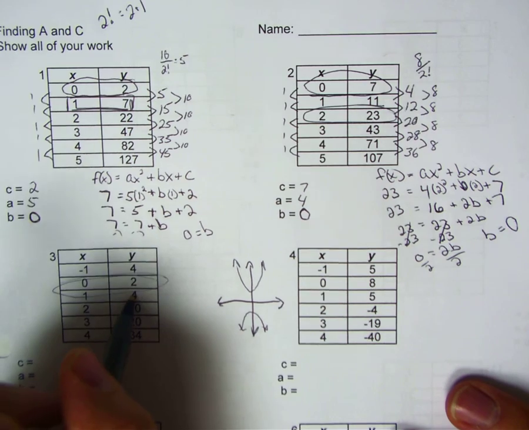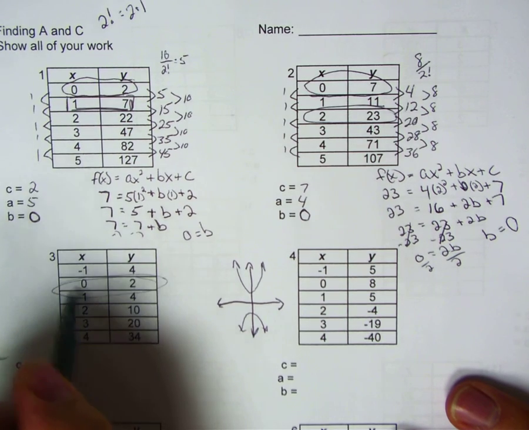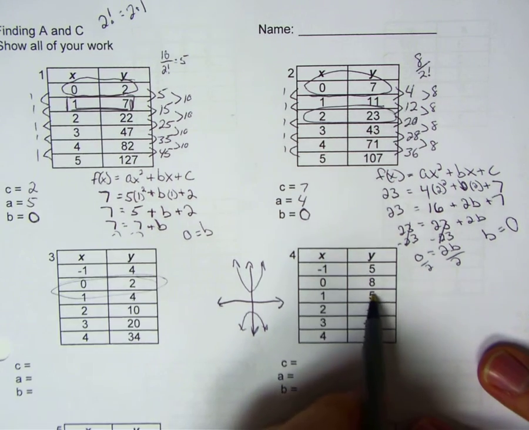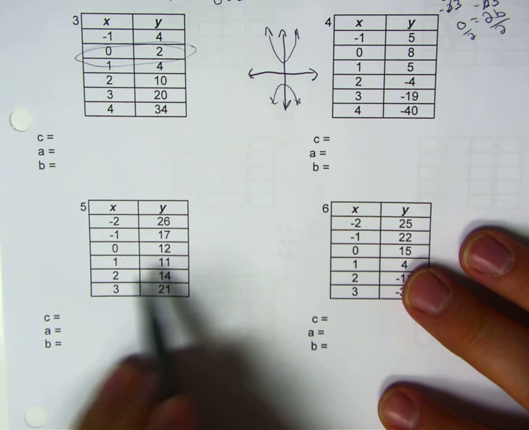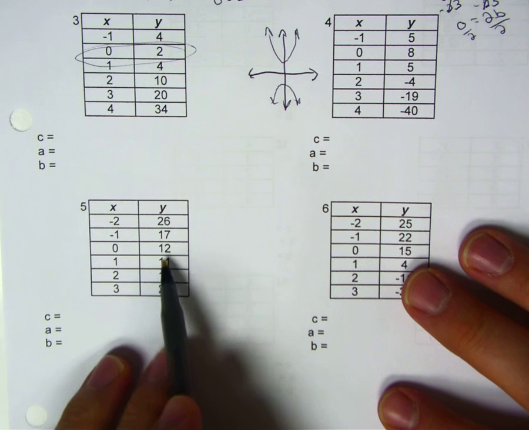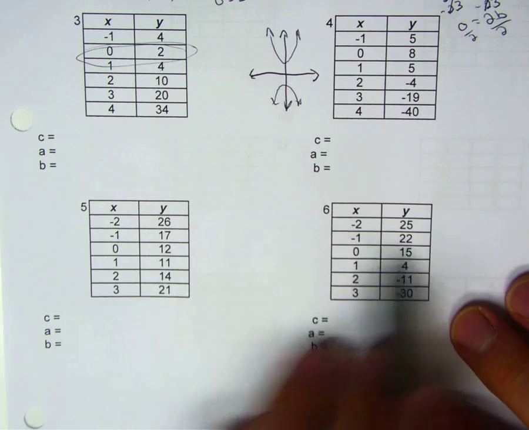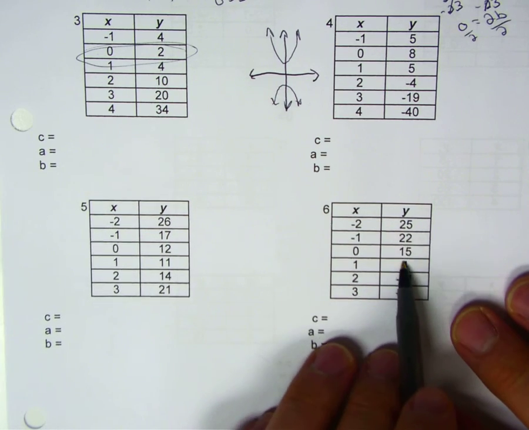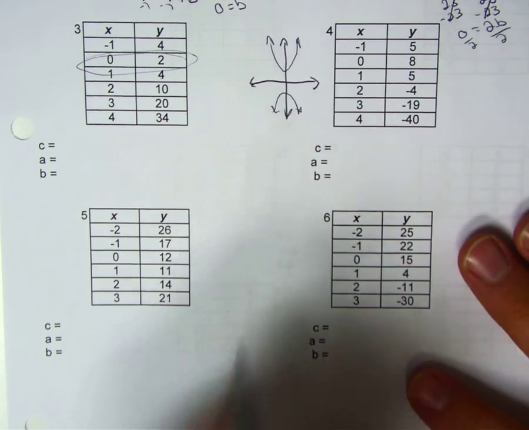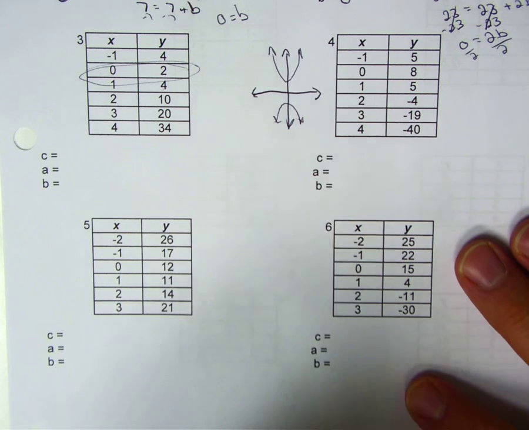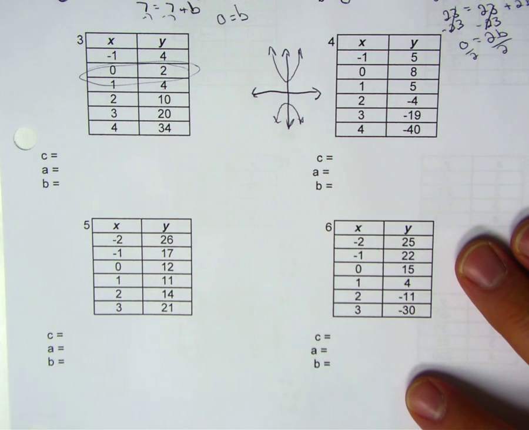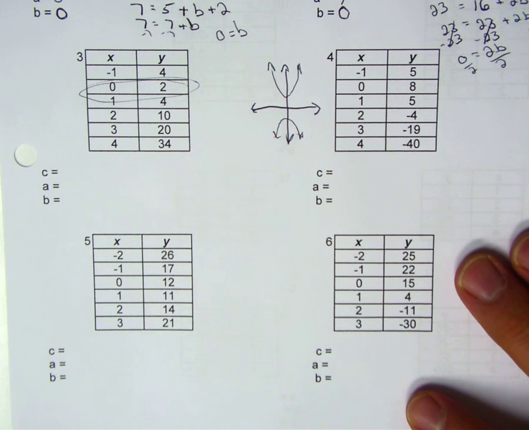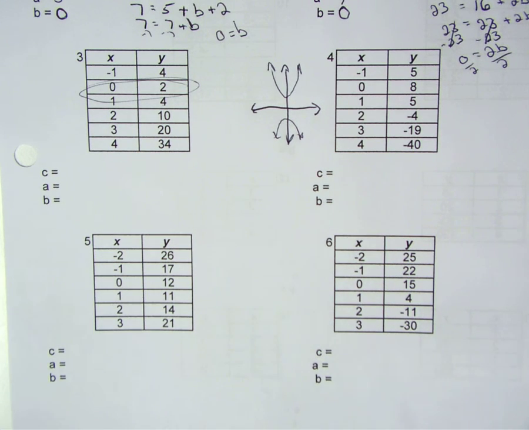So you can see right here that it's got a 4 on each side of the 2, which is our y-intercept. This one's got a 5 on each side of the 8, which is our y-intercept. If you go down to number 5, our y-intercept is 12, and it's 17, 11. It's not symmetrical about the y-intercept. Number 6, not symmetrical. So if you ever do see one that's symmetrical about the y-intercept, the b value is going to be 0.